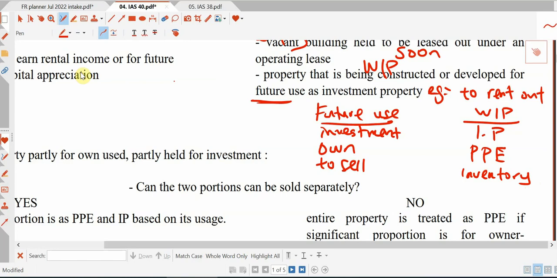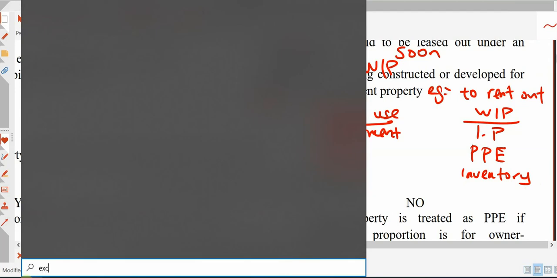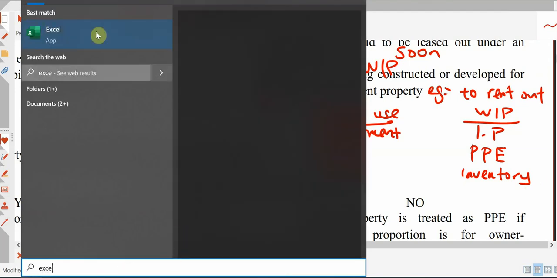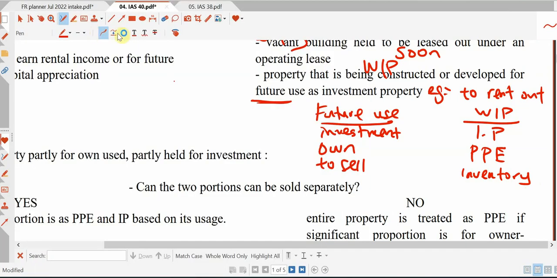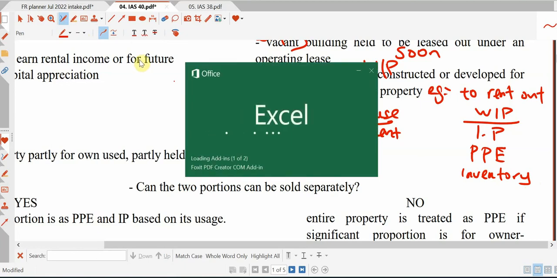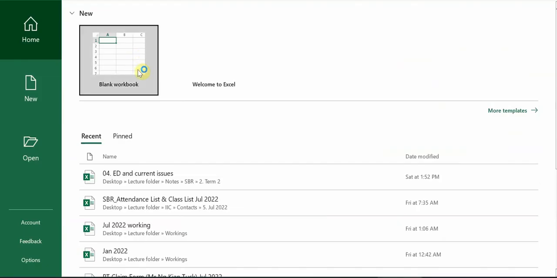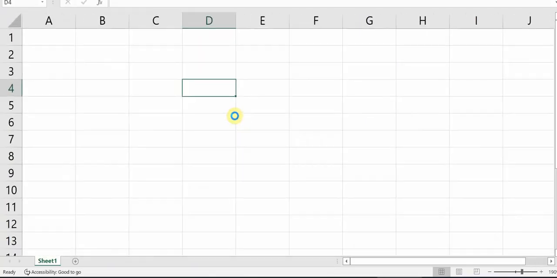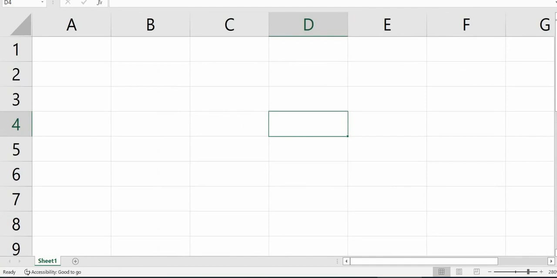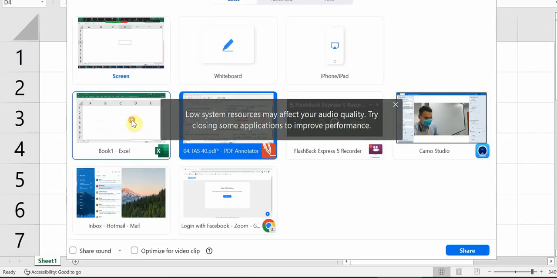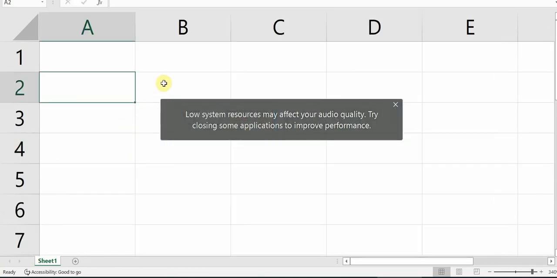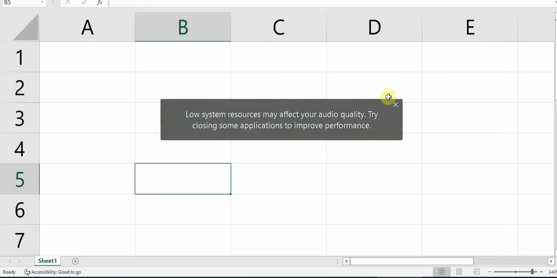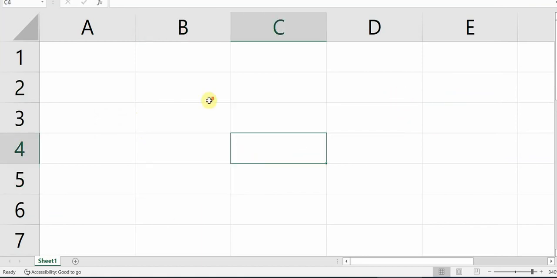Okay, let me turn on my spreadsheet first. Okay, I want to draw something there. I'm explaining you the next point. So if you have questions regarding the previous point, please ask. So I turned on my spreadsheet already. I would like to change my screen so that those at home can also see.